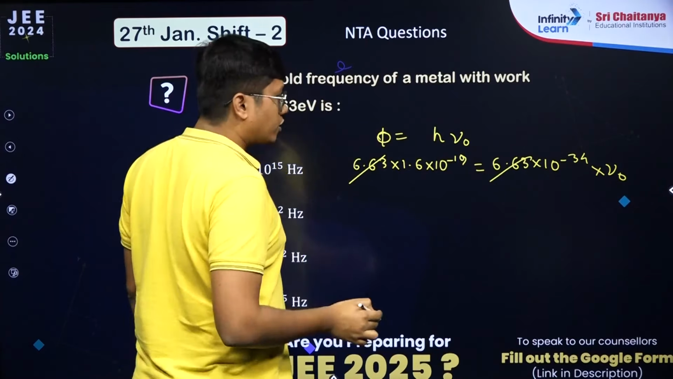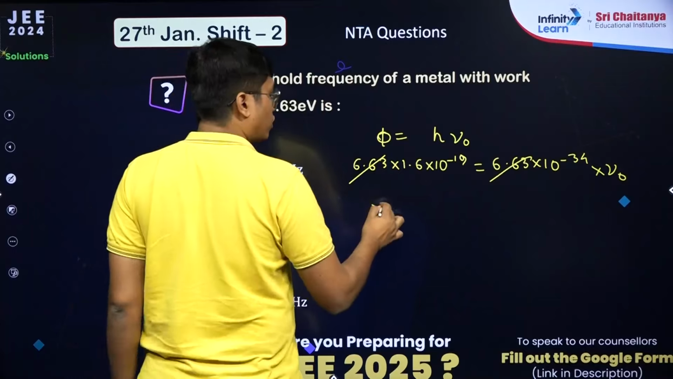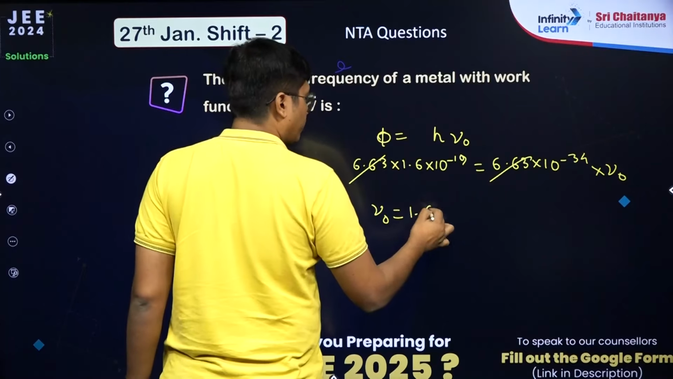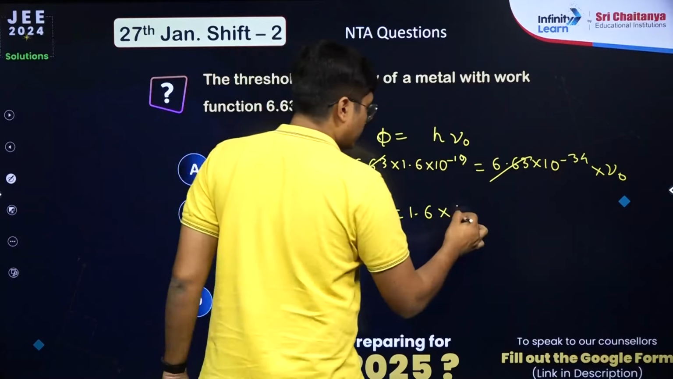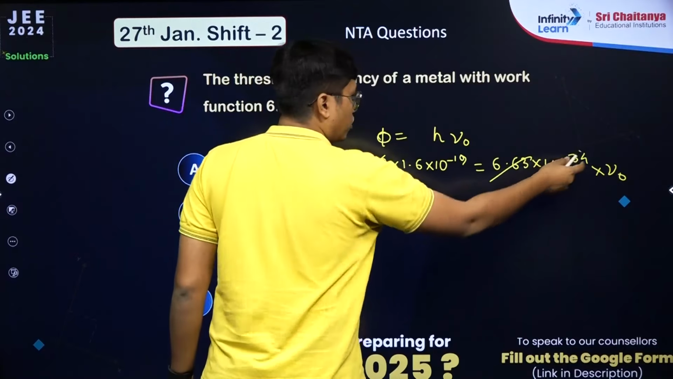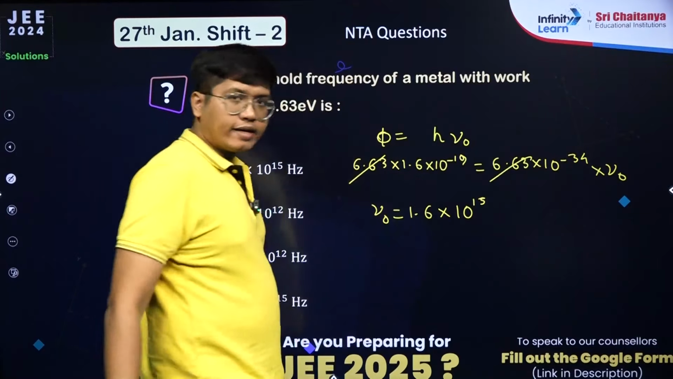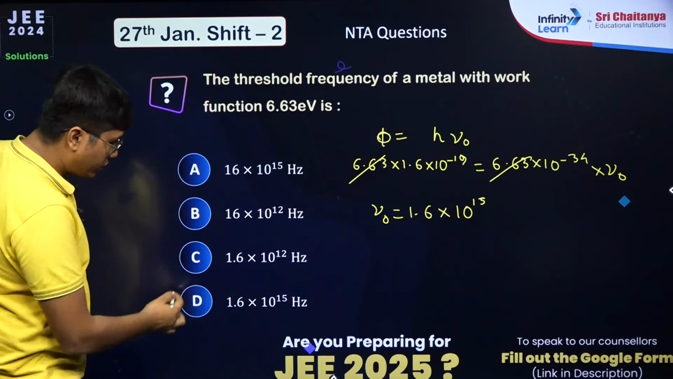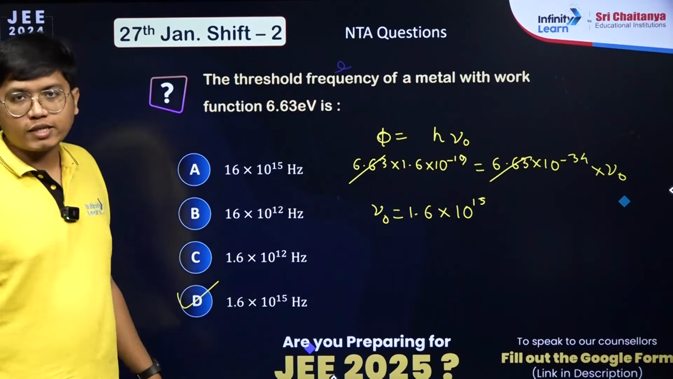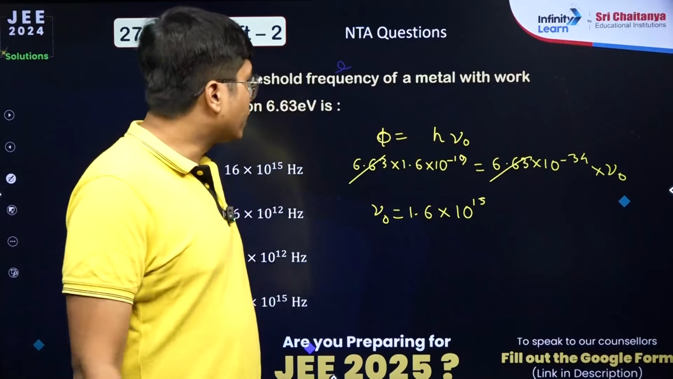Cancel out the 6.63s on both sides. So mu naught comes out to be 1.6 into 10 to the power 15 hertz, because plus 34 minus 19, that is 15 hertz. So it is option D over here, 1.6 into 10 to the power 15 hertz.